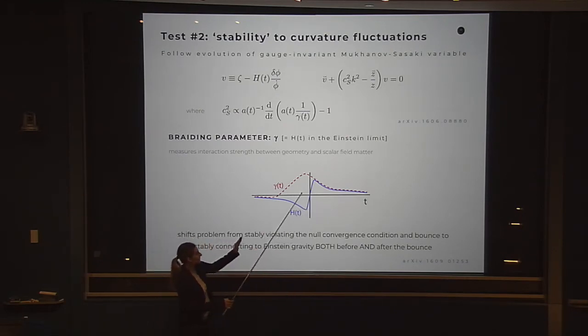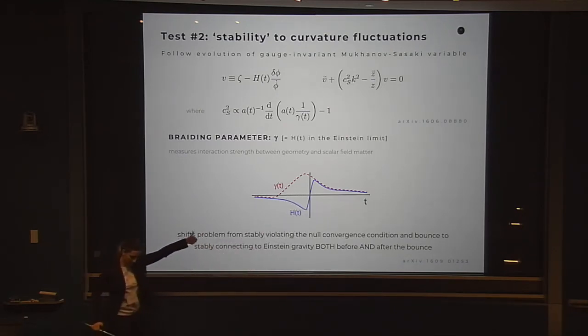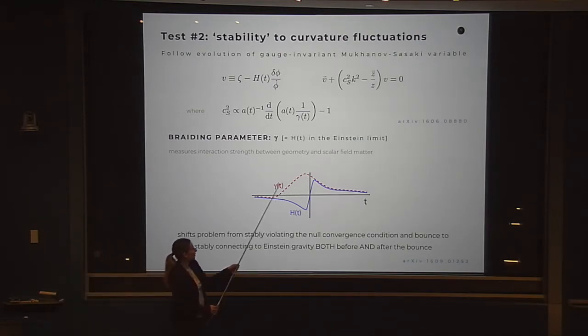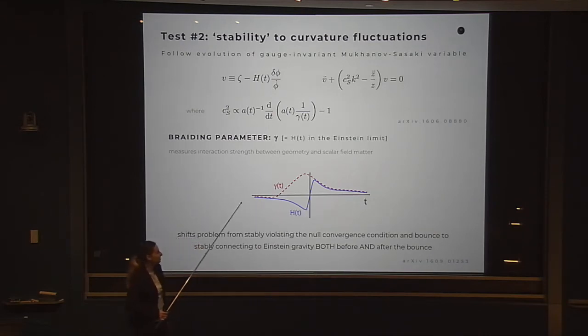So what you can see is, one way you could bounce in these theories is that your future is asymptotically Einstein gravity, but the past not. But this is not what we are interested in. We are actually interested in theories where you can modify gravity only at the high energies around the bounce and reduce to Einstein both before and after the bounce. And then I want to mention the problem. It's not a new problem. It's the problem of whether you can reduce to Einstein gravity before and after the bounce.